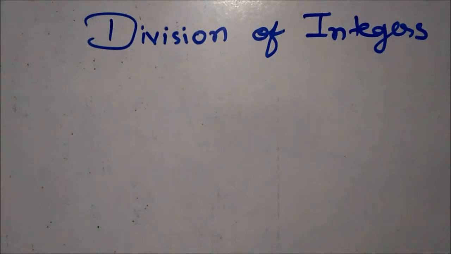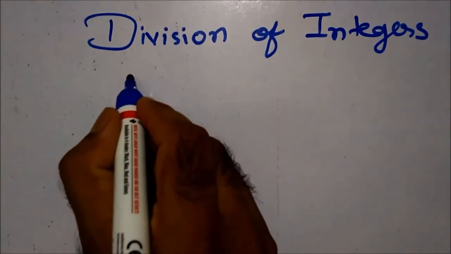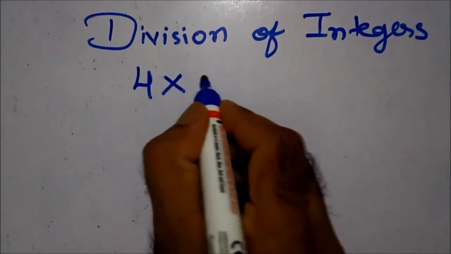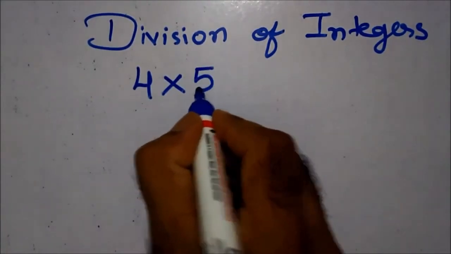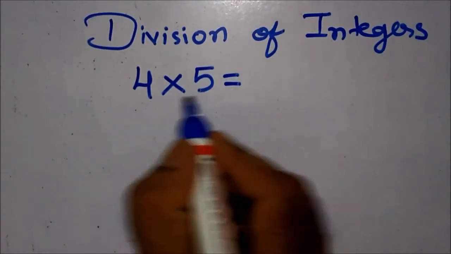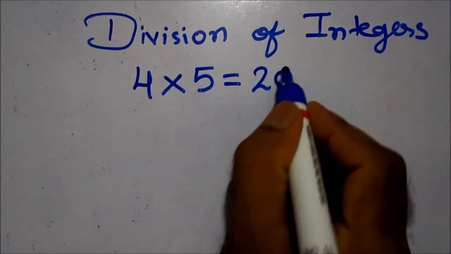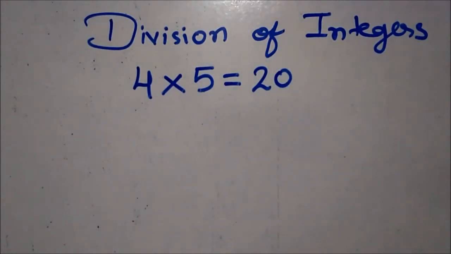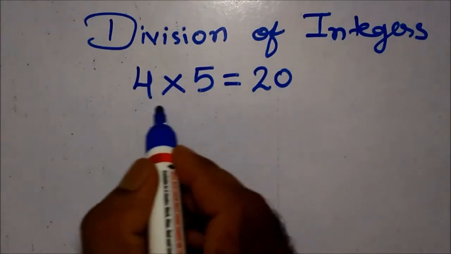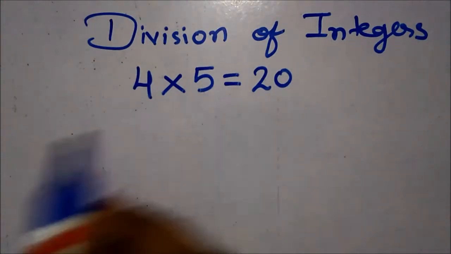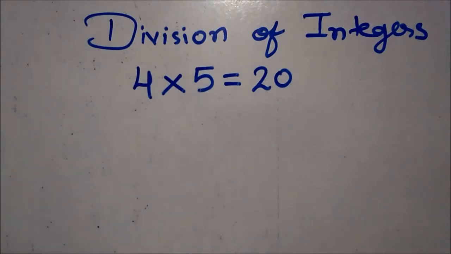Division of integers. Before we start, let's take the multiplication example for whole numbers. Suppose we have 4 multiplied by 5. 4 5s are 20. So this is nothing but the multiplication statement for whole numbers. We have taken the whole numbers here.